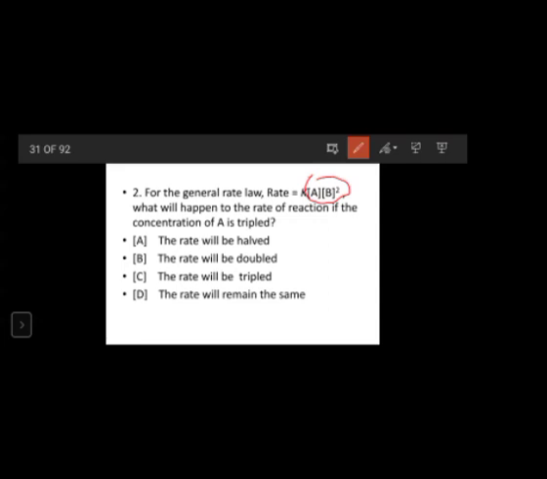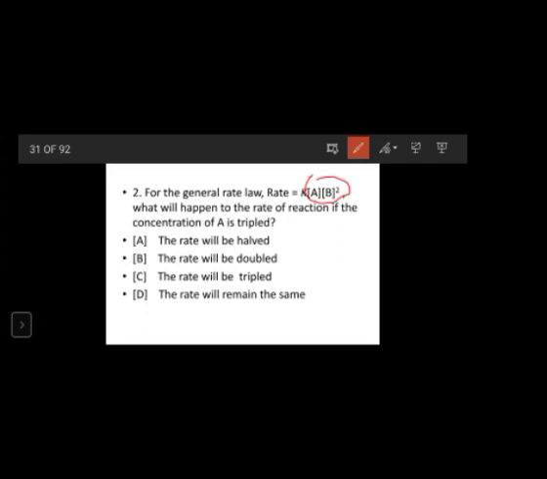You say, what will happen to the rate of reaction if the concentration of A is tripled? And then I told you, this is how you can see very clearly. In schools, where you are coming from, they taught you that if you increase the number of molecules, you increase the rate of reaction. But you now know how to write the rate law. From the rate law, how can you use that to explain the effect of concentration? Look at what it can give to you.